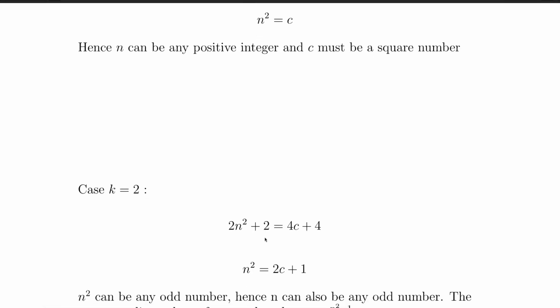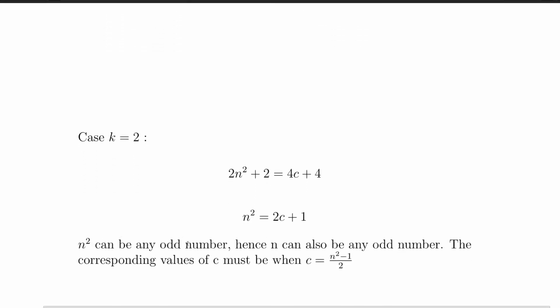So we conclude from it that n squared can be any odd number, hence n has to also be an odd number, because an odd number times an odd number is equal to an odd number. If n was even, then n squared would be even. And then the corresponding value of c is when you just rearrange for c.